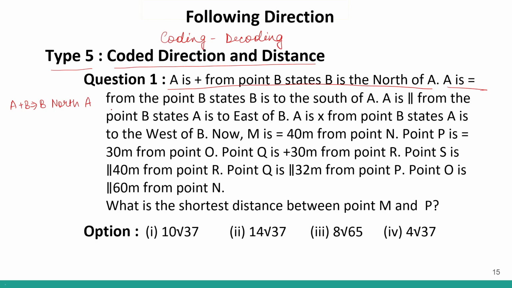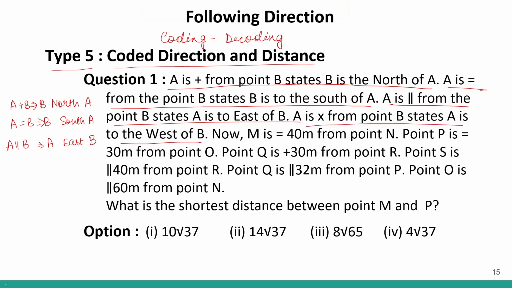Similarly, if this symbol is used, that means B is to the south of A. Similarly, if this symbol is used, that means A is to the east of B. Similarly, if this symbol is used, that will mean that A is to the west of B. So basically all the directions are coded with some symbols. So it is very similar to coding and decoding.